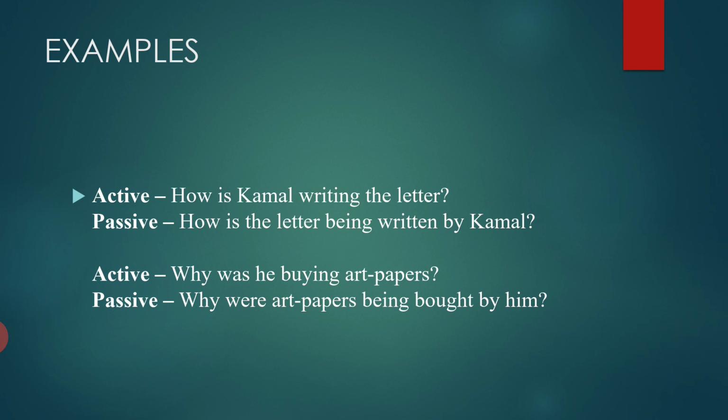Why was he buying art papers? So why are we using were? Because art papers, not a paper, it's papers. Why were art papers being bought by him? Okay, so according to our rule, we are using am, is, are, or was, were according to our need of the subject of a passive voice.